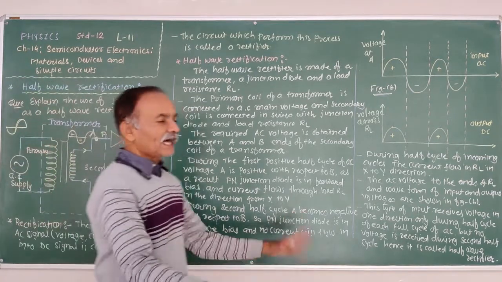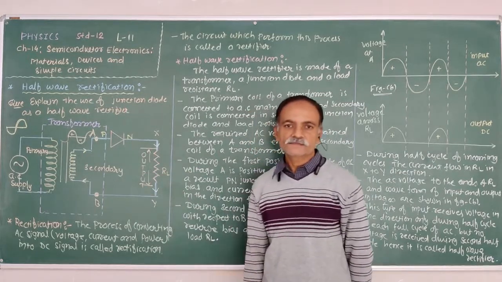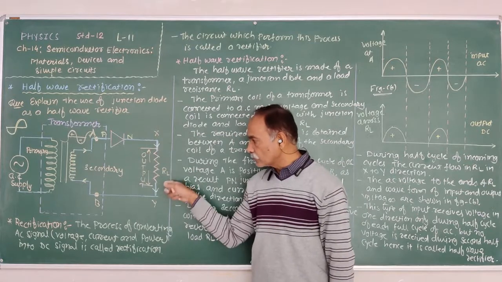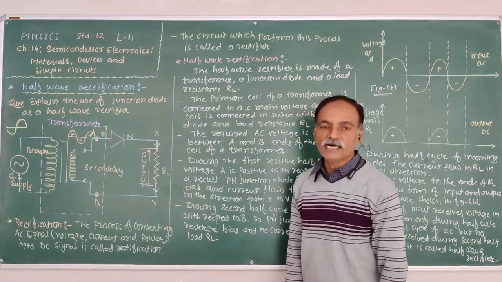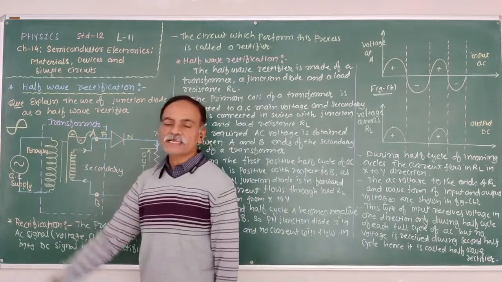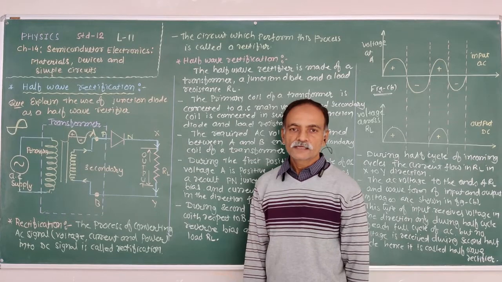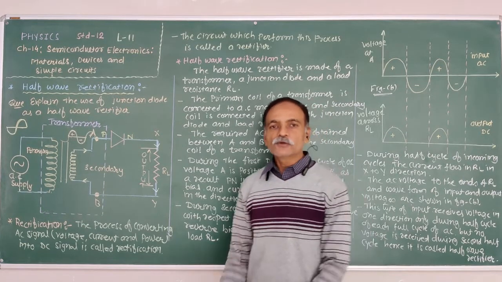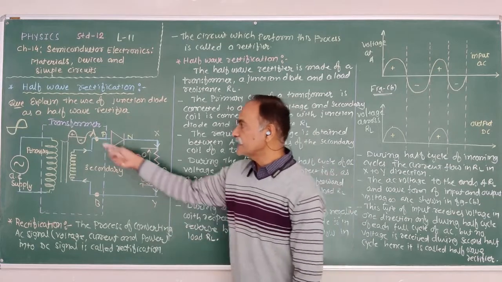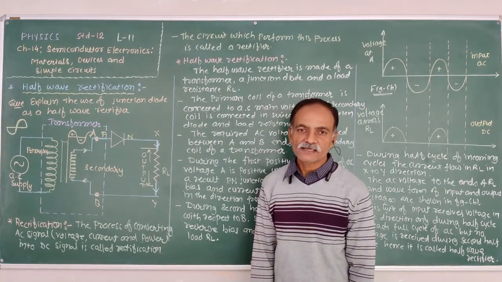Okay, here we only get the output voltage across the load resistance during the positive half cycle. During the negative half cycle, no voltage is obtained. Suppose we want to get the output voltage across the load resistance during both cycles, positive and negative.